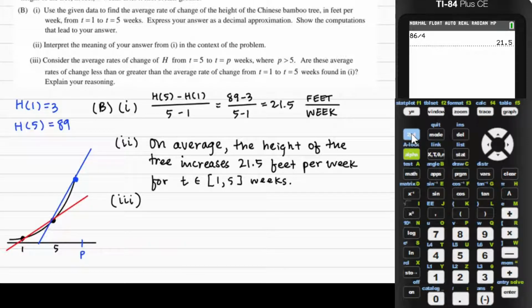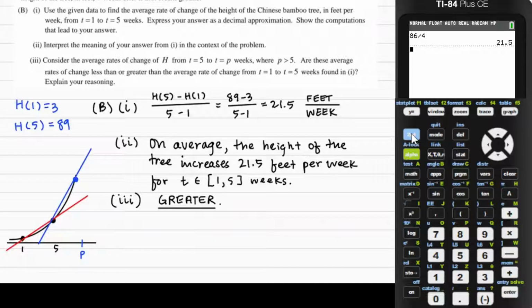And I'm going to say, all right, well, I'm going to clearly answer the question first. They ask, are the average rates of change of h between 5 and p greater than or less than the average rate of change from 1 to 5? Well, that's greater. I've got a steeper slope. So I'm going to clearly answer the question, greater. And then I'm going to give my reason after that. I'm going to explain my reasoning. Really, I feel like the reason is the fact that it's exponential growth, or the graph is concave up. So I'm going to say, all right, how do I know it's concave up?